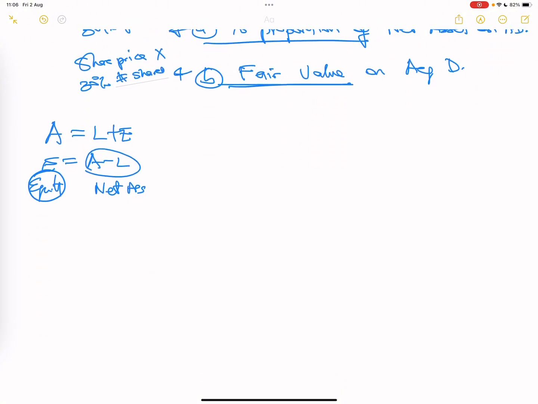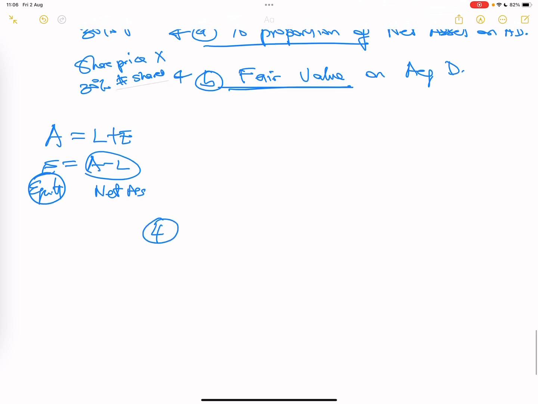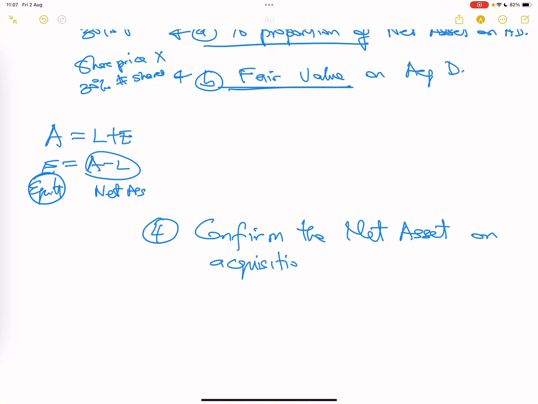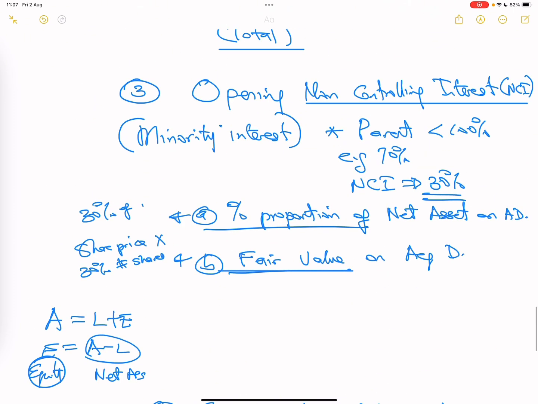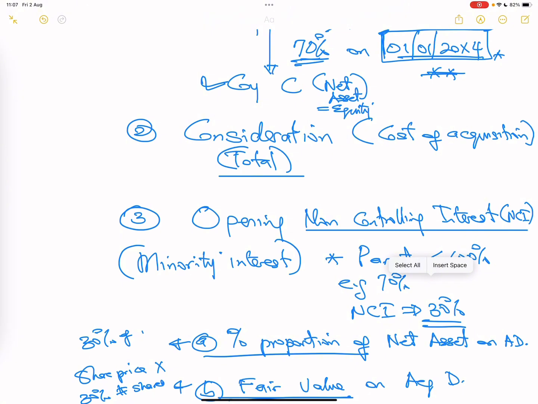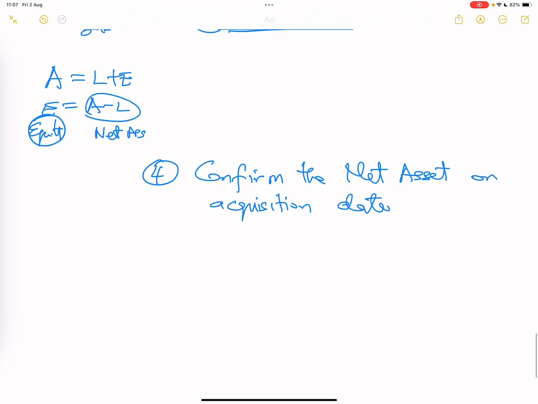What is the fourth step? The fourth step is to confirm the net asset on acquisition date. I deliberately put this step here because I need you to understand step 2 and step 3 together, because you're going to be adding them together at a point.